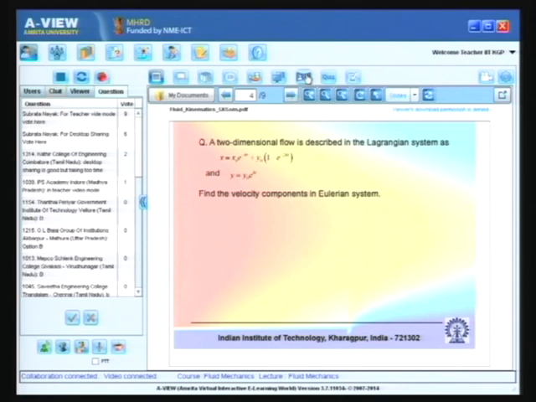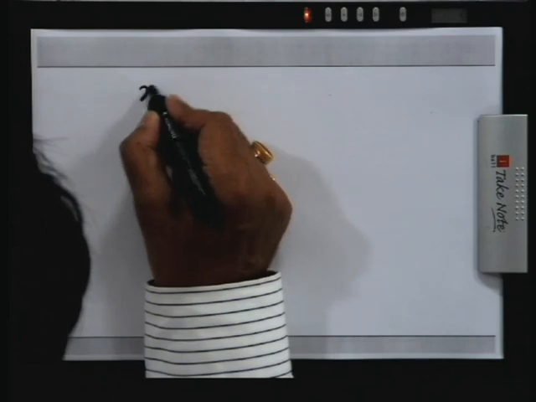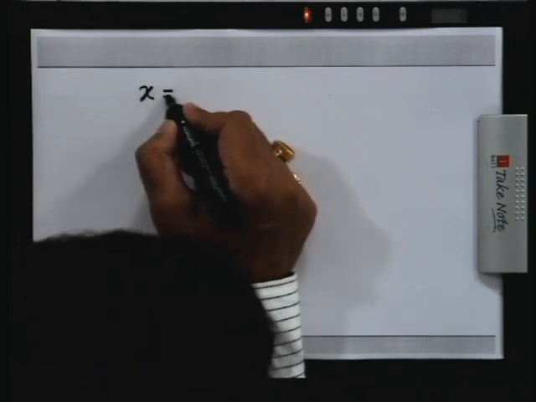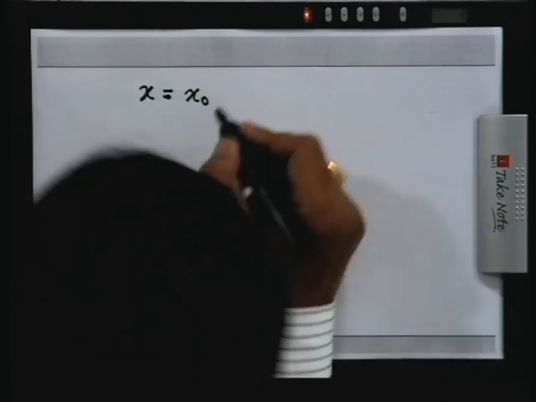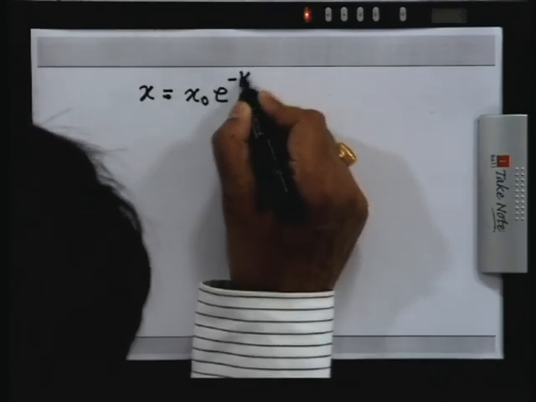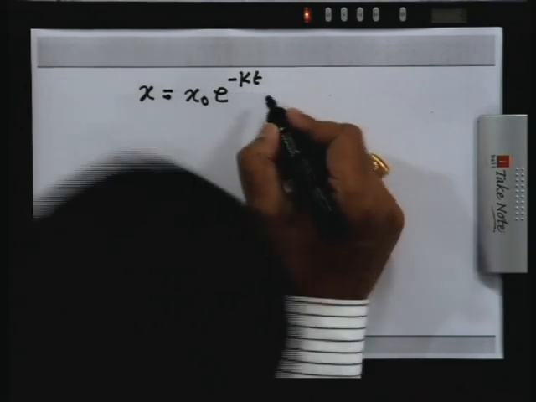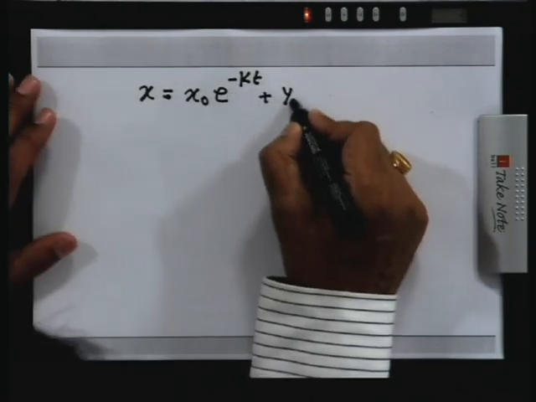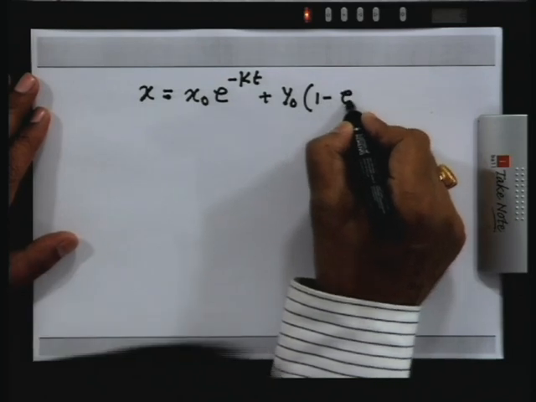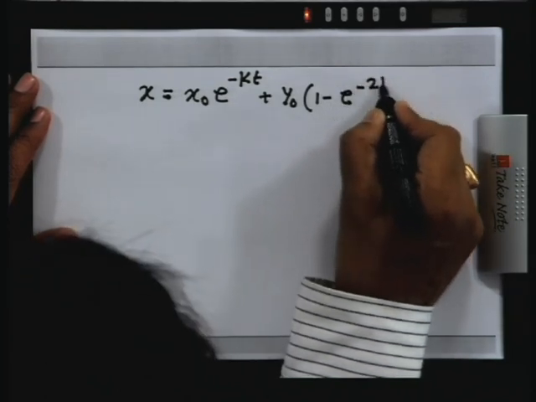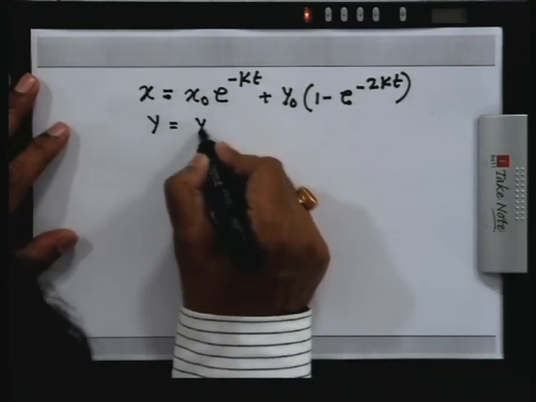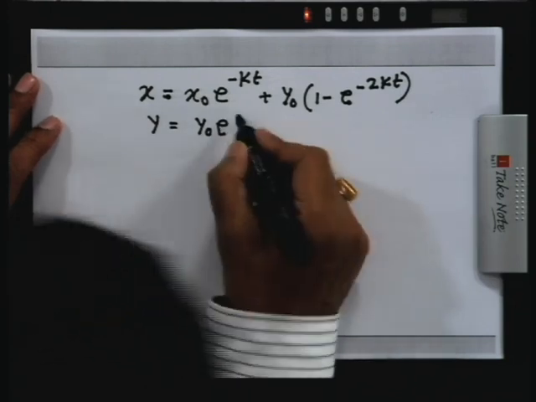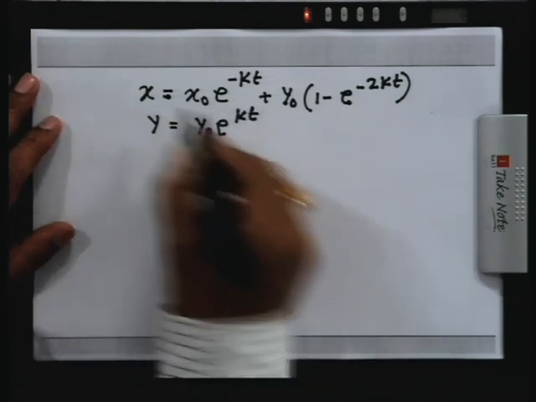Now, Eulerian means what? Let me write that. x is equal to x0 e to the power minus kt, plus y0 into 1 minus e to the power minus 2kt, and y is equal to y0 e to the power kt. Now, this is again what was described in the problem.